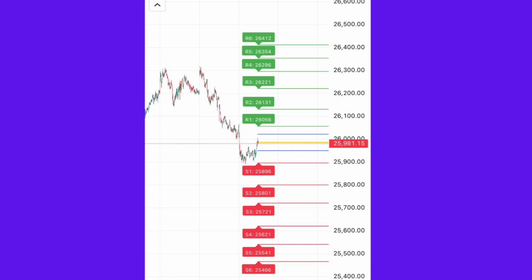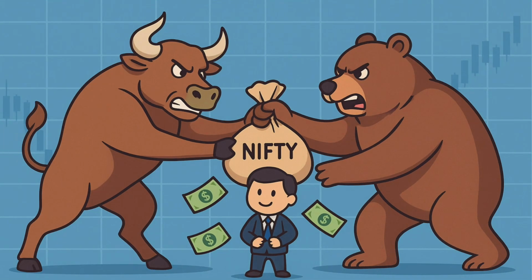Opening expectation or range. Since we are expecting a flat to mildly positive opening, the crucial point is whether price sustains above the yellow baseline zone: intraday bullish bias. Below the blue lower band: intraday bearish bias. The market may open inside a narrow range and then give a clean move after the first 15 to 20 minutes.